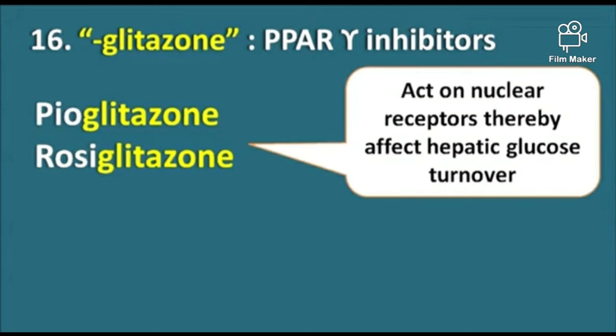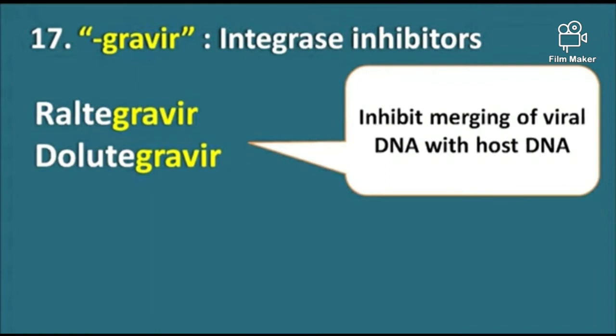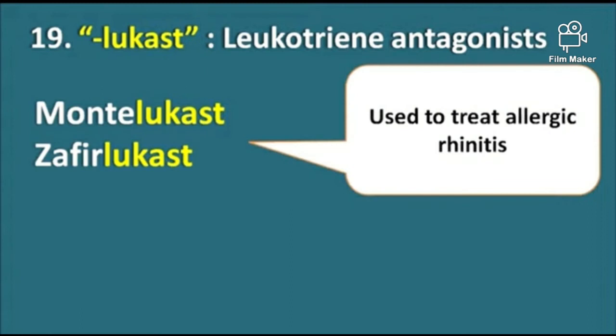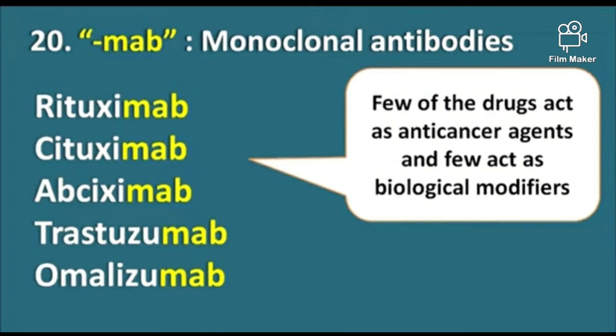Next one, gravir, integrase inhibitors: raltegravir, dolutegravir inhibit the merging of viral DNA with host DNA. Eposide, podophyllotoxins: etoposide, teniposide inhibit the topoisomerase 2 enzyme. Leukast, leukotriene antagonists: montelukast, zafirlukast, used to treat allergic rhinitis.